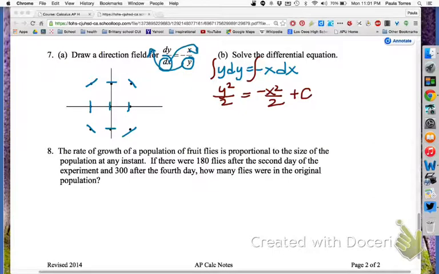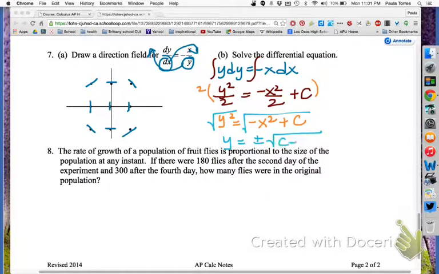And then if I want to get y by itself, which I do, I'll multiply everything by 2. So I have y squared. Now remember, when I multiply the constant by 2, it's still just a constant. And my final step, getting y by itself, is I'll have to take the square root. So I'll have plus or minus, and I could rewrite it in a different order because of the subtraction. So there's my final equation.